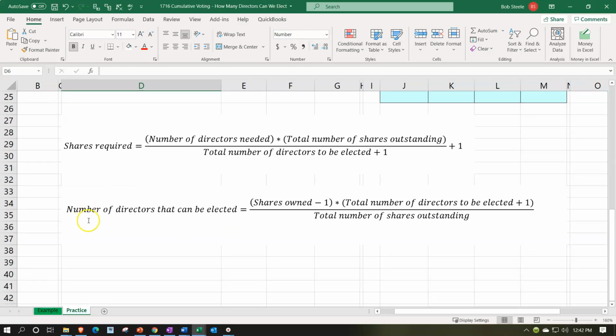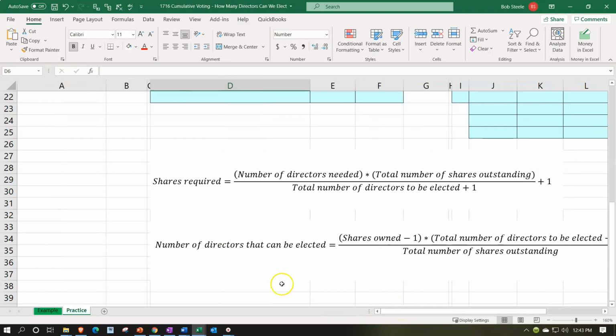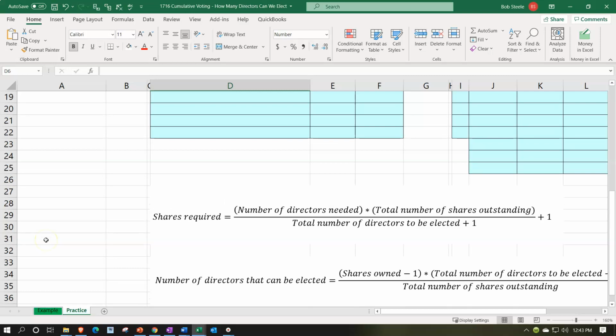Then you can also say, well, what is the number of directors that I can elect given the voting power I have? So in this case, given the number of shares that we have, what are the directors that we can elect given that voting power? That's the question we're going to be looking at this time. The second one: what number of directors can we elect given the number of shares that we have?